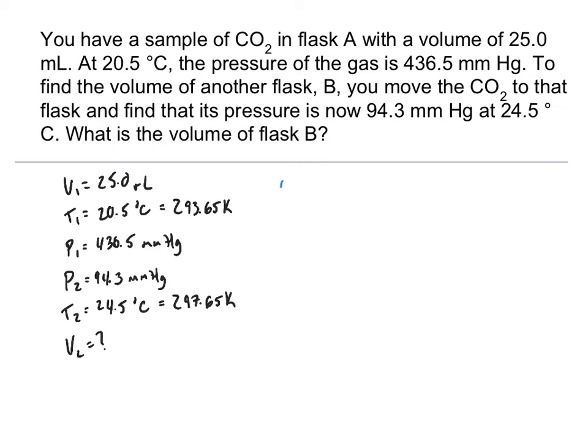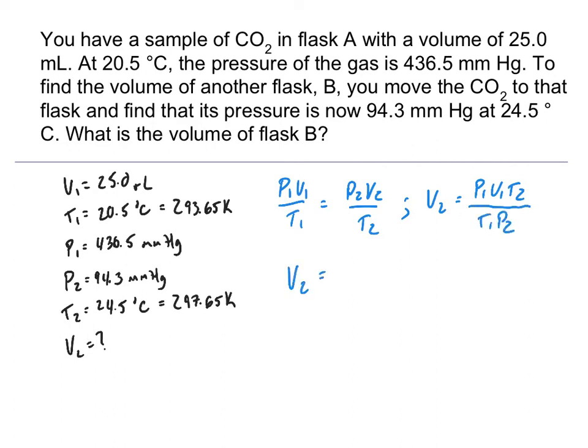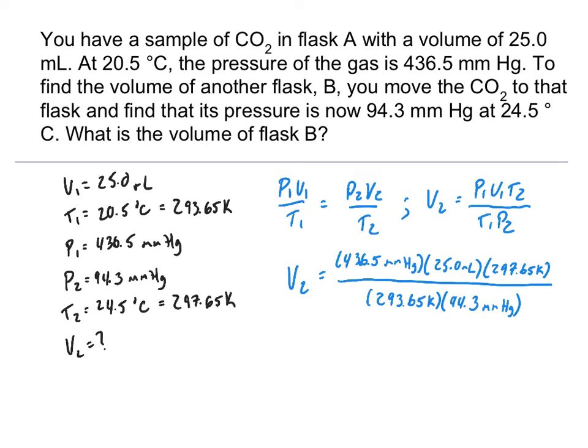And so again, we set up our combined gas law relationship. We need to solve for V2. And then we can plug in our numbers, telling us that the volume in flask B is 117 milliliters.